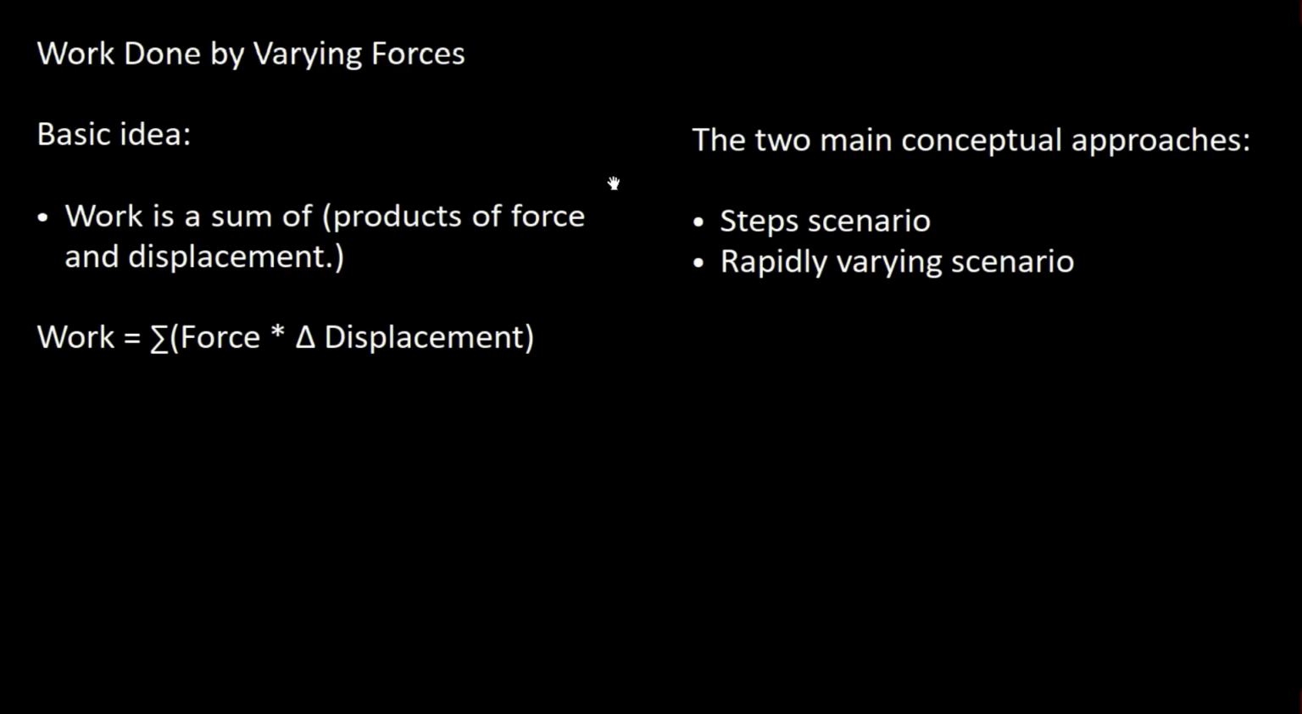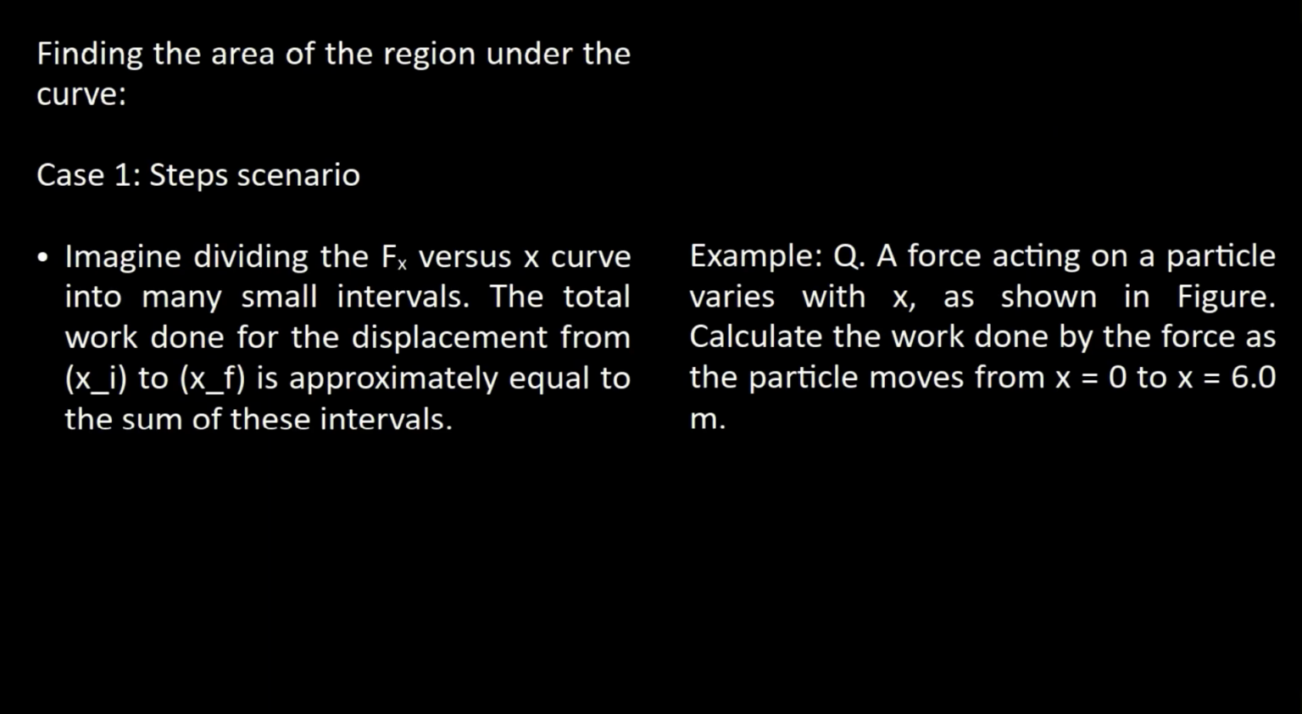So we have two different conceptual approaches. One is the step scenario and the other is the rapidly varying scenario. In the step scenario, from here to here the force is so, and from here to here the force has changed and it is so. But in the rapidly varying case, it won't be so, and we have to make use of a concept that you must be very clear with. Let's figure out one step at a time. So finding the area of a region under the curve for the step scenario. So we'll understand what I'm talking about.